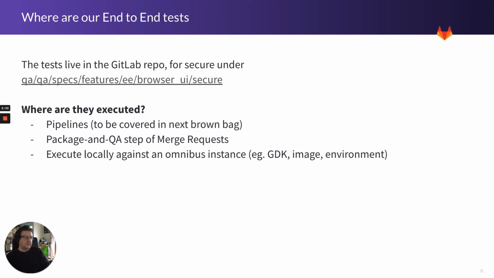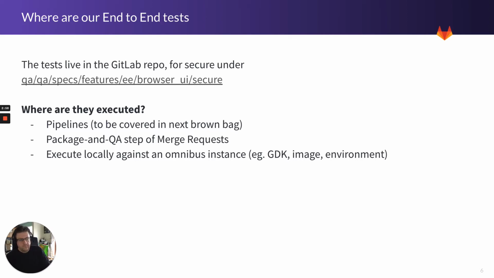Mostly pipelines. There are a number of pipelines. I will discuss them, but I'll cover off in a future brown bag how to debug the pipelines. The Packaging QA step of merge requests, folks have probably seen this being mentioned. For the most part it's a manual step unless there are changes to the QA directory.